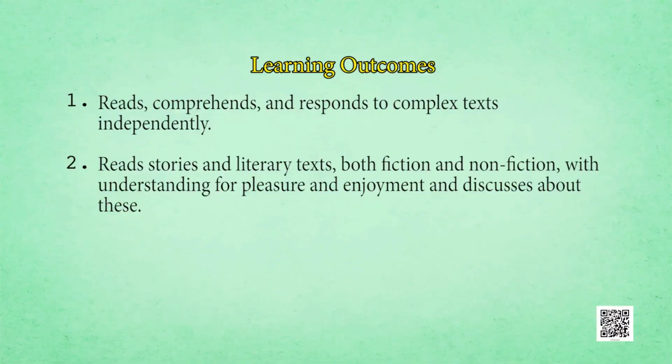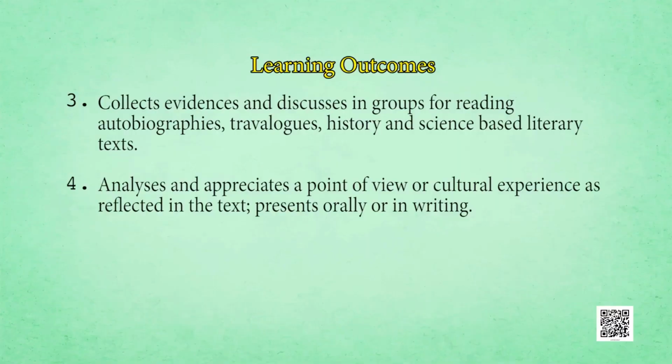Sure, sir. Learning outcomes. Learner reads, comprehends and responds to complex texts independently. Learner reads stories and literary texts, both fiction and non-fiction, with understanding for pleasure and enjoyment, and discusses them. There are many things here, not just reading. One is just reading to decode, another is to understand and interpret. Learner collects evidence and discusses in groups while reading autobiographies, travelogues, history and science-based literary texts, science fiction also. Learner analyzes and appreciates a point of view or cultural experience as reflected in the text, and presents orally or in writing. It is not just reading to understand, but to write or speak about it.